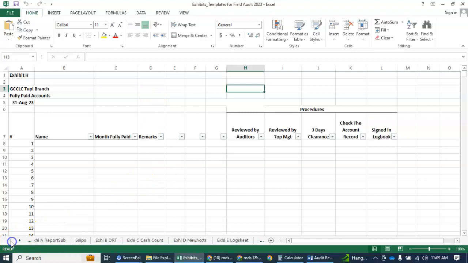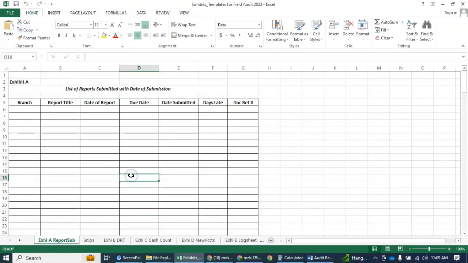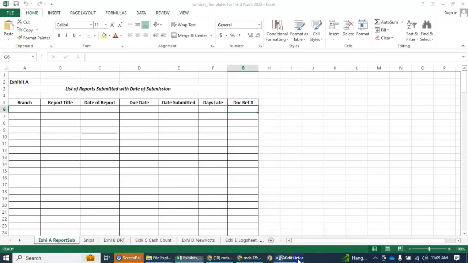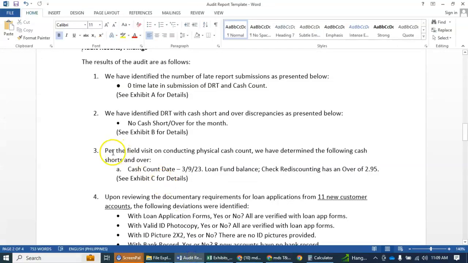Okay, for instance, if we're talking about A, here we identify the branch, what report, and the date of the report. It must be due within the same date. The date submitted is, like, first 3 days after this one, so we put the days late here. Then we put the document reference number if applicable. Okay, so that's how we work with this report and the exhibits of the report.